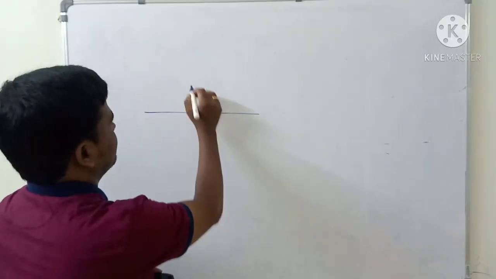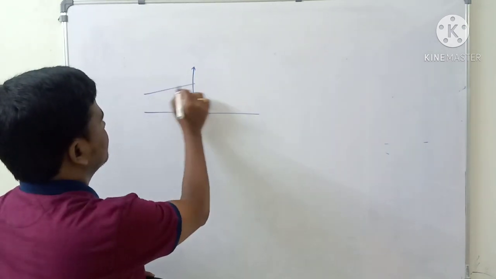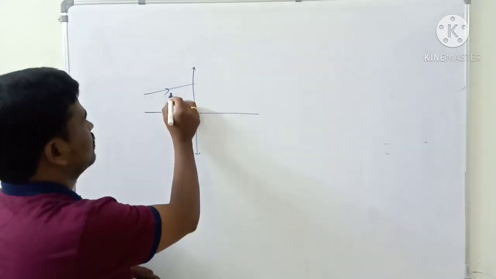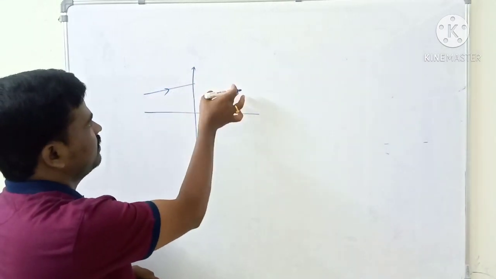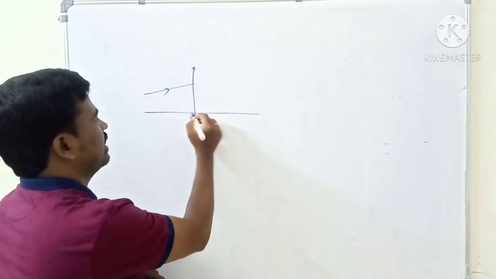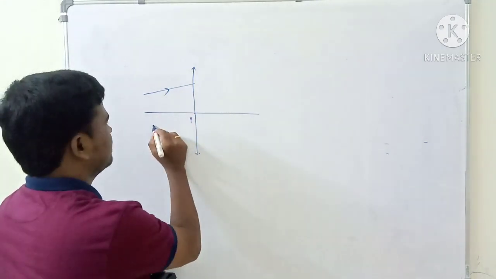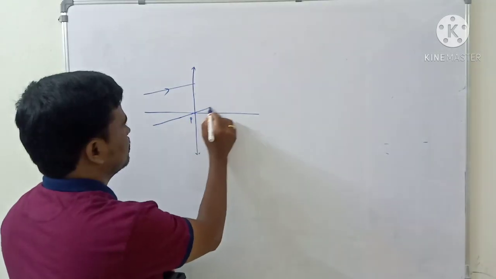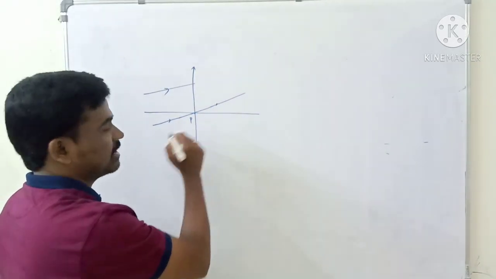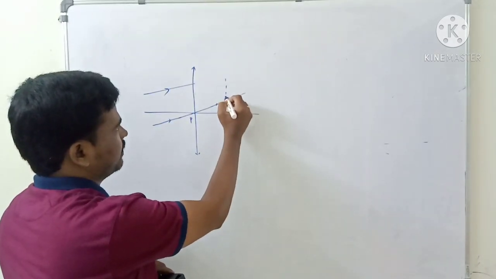There is a question like this: find the path of the ray after refraction. So we have to find this path after refraction. For that, a simple concept is there. You have to draw a line parallel to this line, like this. We know that a line going through the optic center doesn't deviate. So here we have to draw a focal plane.